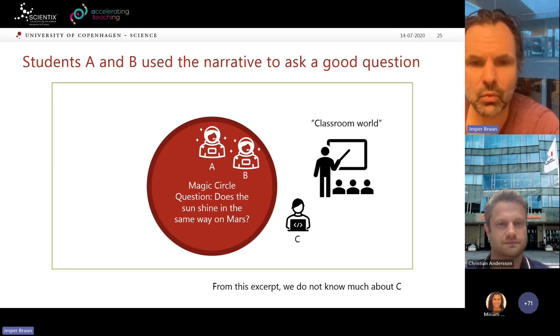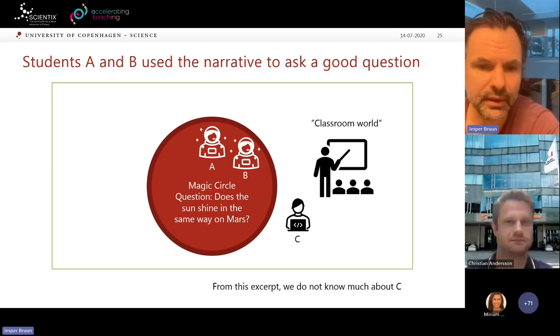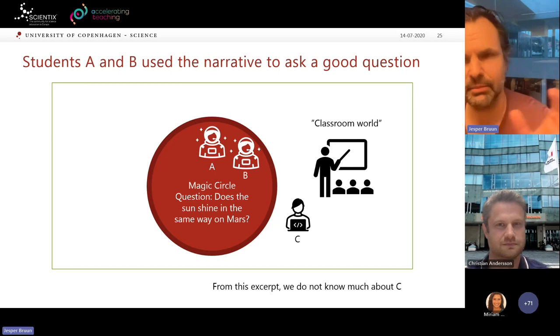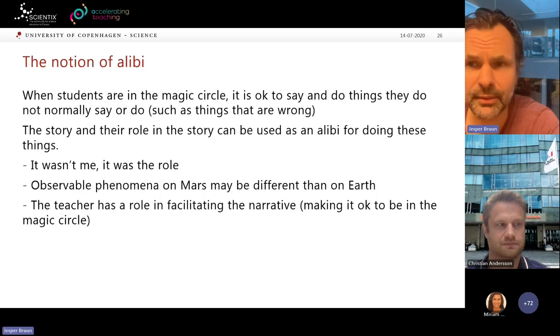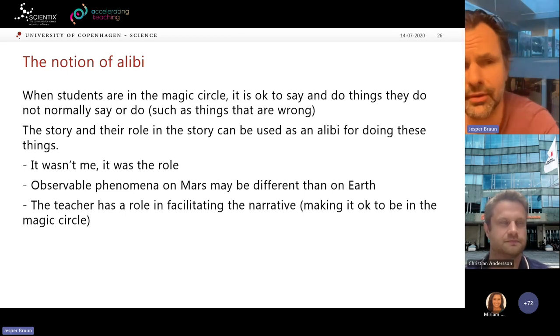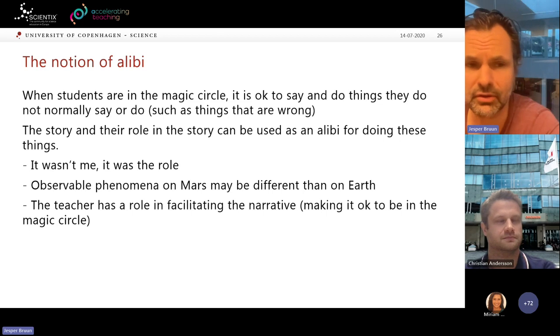We don't know about student C. From this excerpt, we cannot know if student C is in this or not. I know from later on that student C might actually be more out in the classroom world and not engaging in the story, but that's a different topic. So this leads me to the notion of alibi. When students are in the magic circle, it's okay to say things and do things that you don't normally say or do, such as being wrong.